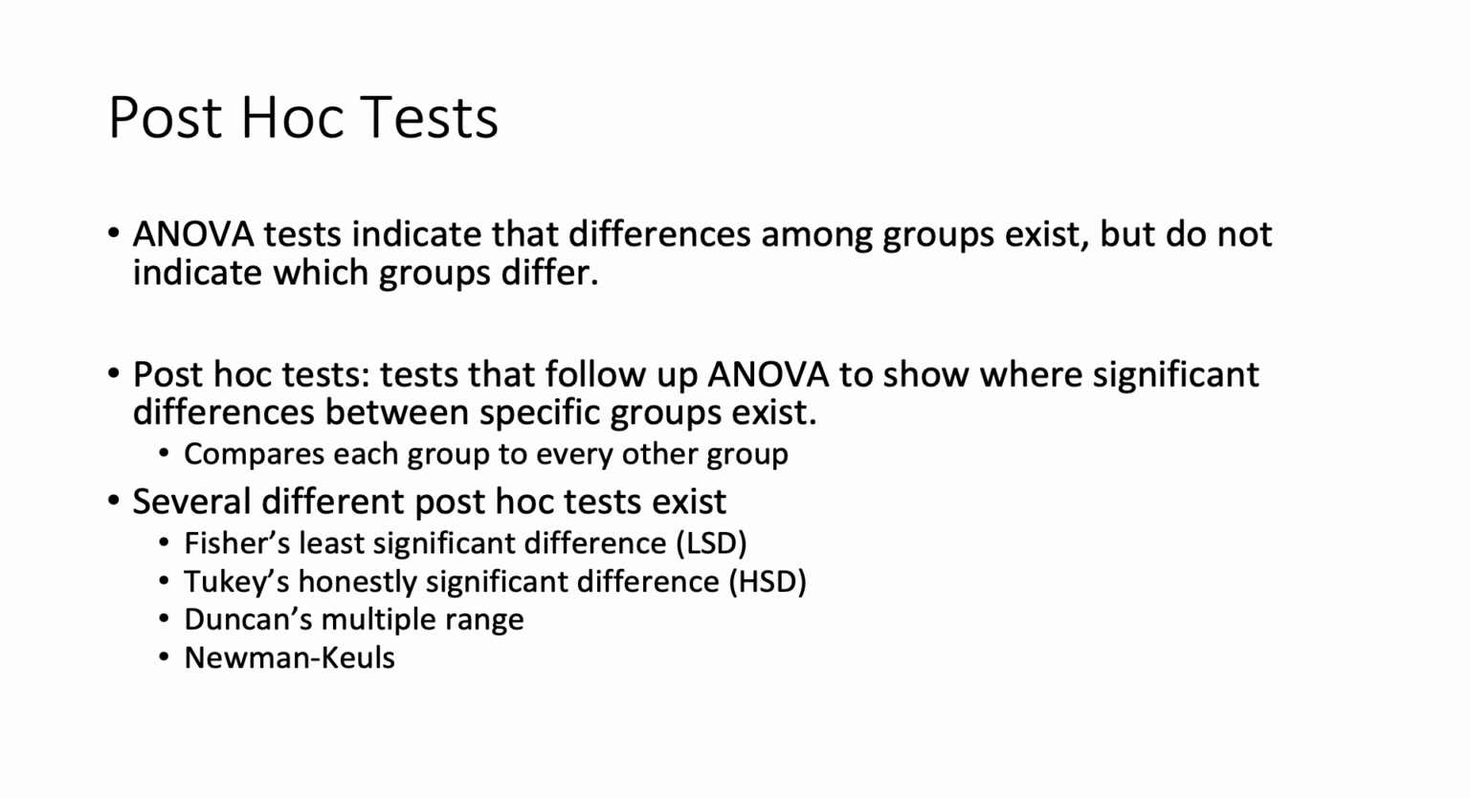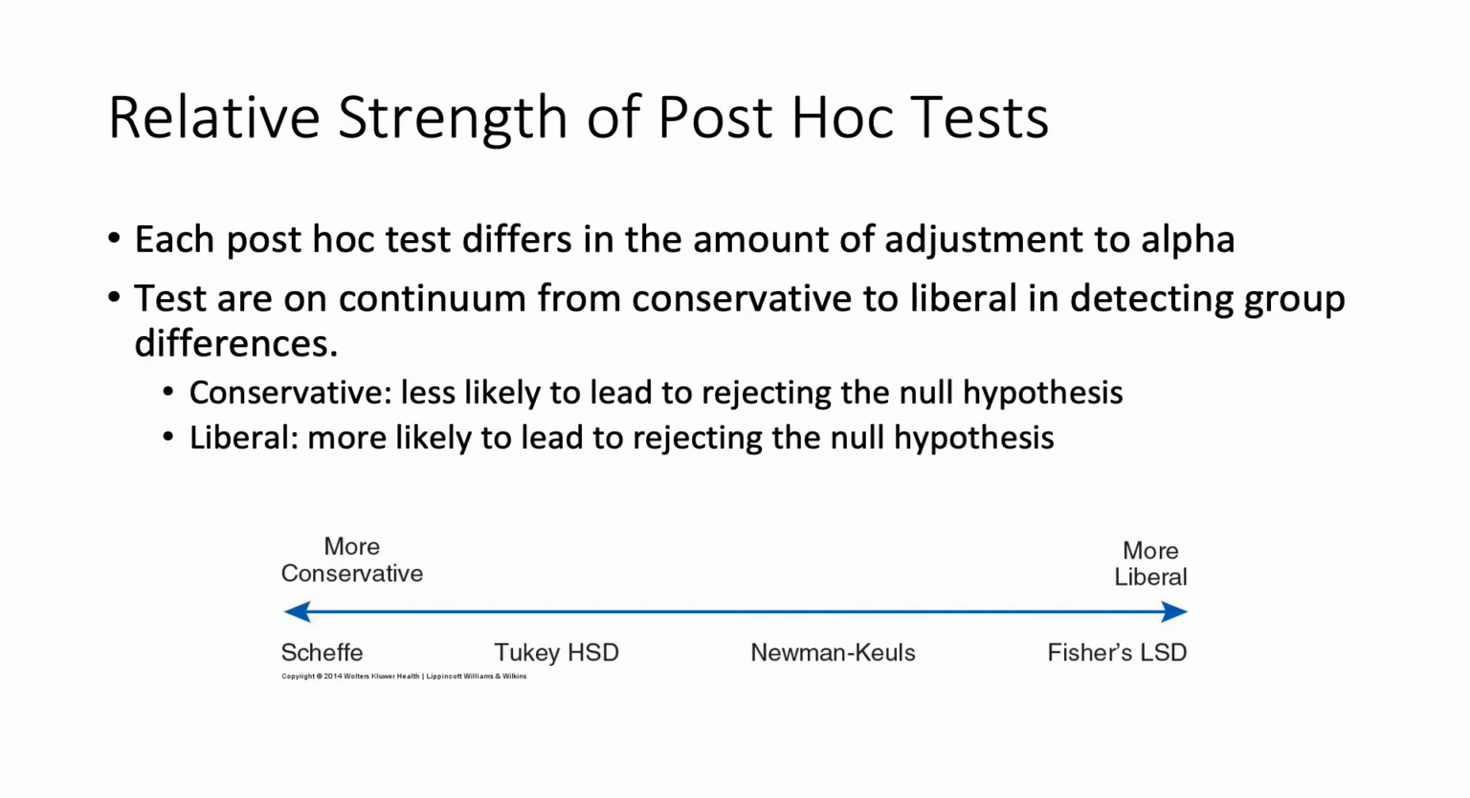But there are several different post hoc tests to choose from. Some examples are Fisher's least significant difference, or LSD, Tukey's honestly significant difference, HSD, Duncan's multiple range, and Newman-Keuls. Each post hoc test differs in the amount of adjustment to alpha. This means that some post hoc tests are more conservative and less likely to lead to rejecting the null hypothesis, whereas others are more liberal and more likely to lead to rejecting the null hypothesis.